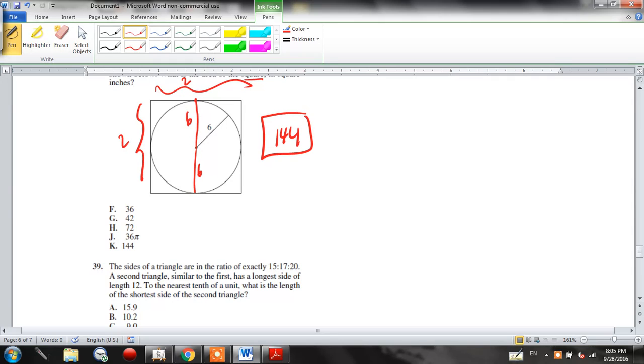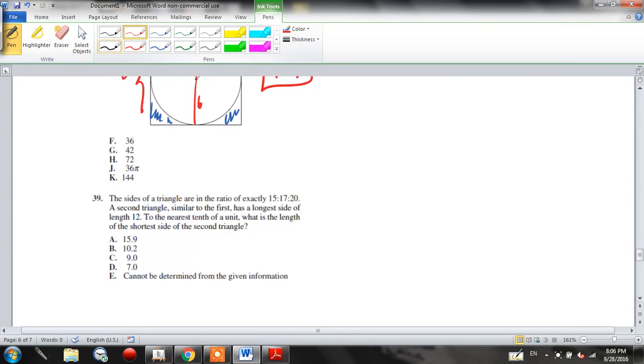That's easy. Now, if the question was, let's say they shaded this part over here, and they asked for the shaded area, then you would take the area of the square and subtract that from the area of the circle, which is pi r squared. That would be the area of the shaded region. But this was a straightforward question in this way.